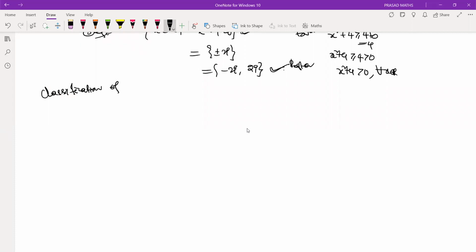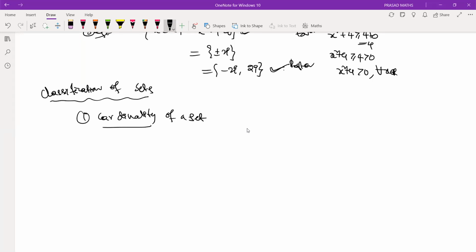Classification of sets. Classification of sets according to cardinality is of 2 types. First, you need to define cardinality. So, what do you mean by cardinality of the set? Number of elements in a set. Number of elements in the set.